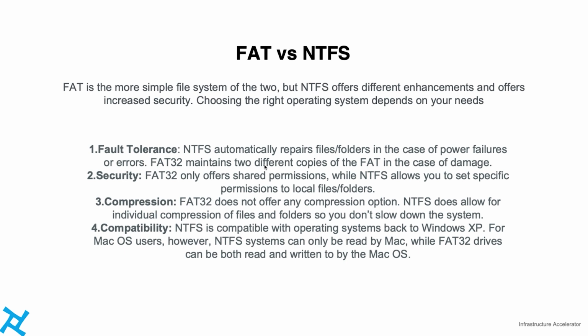In terms of security, FAT32 only offers share level permissions, while NTFS allows you to set specific permissions on local files and folders. We're going to talk about the permissions in future, but this is the difference: with FAT32 you don't have folder level or file level permission, whereas NTFS allows you to have folder and file level permission. Compression. FAT32 does not offer any compression.